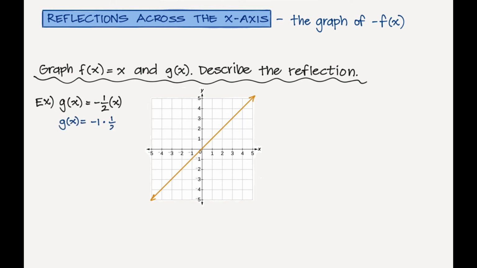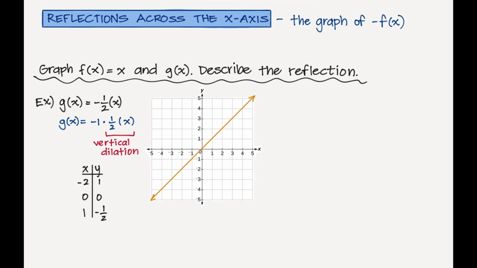Well, this is -1 times 1/2 times x. And notice that we learned this already, that the 1/2 times x would be a vertical dilation. So it's kind of like I'm going to make the reflection of a vertical dilation. So let's plug in those same three values. -1/2 times -2 is +1. -1/2 times 0 is 0. And -1/2 times 1 is -1/2.